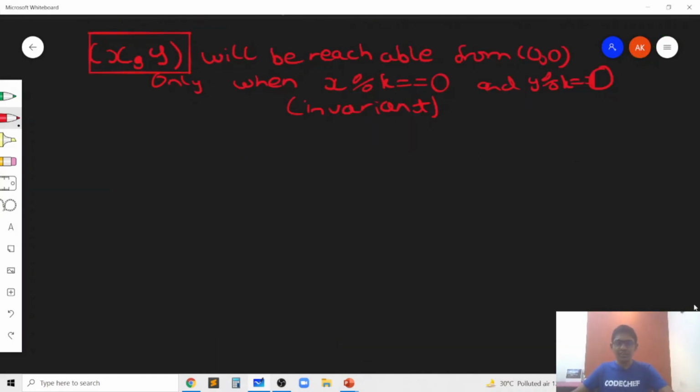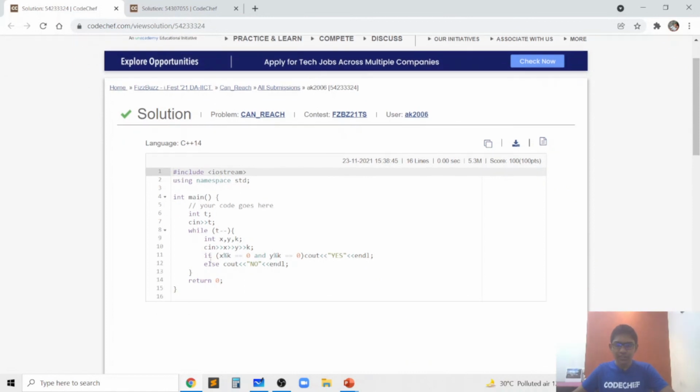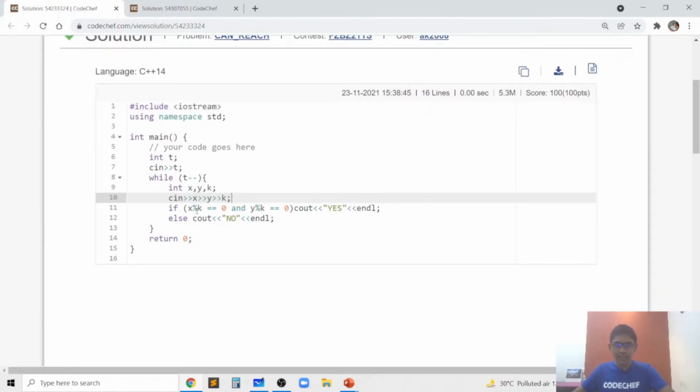So to summarize the logic, we just need to take in the values of x and y from the standard input, and we need to print yes if x percentage k is 0 and y percentage k is 0. Otherwise, we'll print no. And the code for this is as simple as it sounds. For the C++ code, we just need to take in the value of x, y, and k. If x is divisible by k and y is divisible by k, we print yes, otherwise we print no.